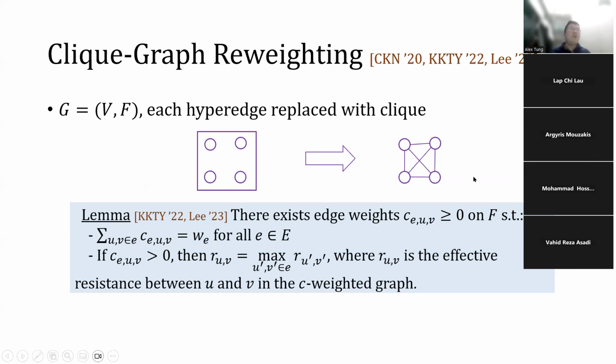Okay, so to go from graphs to hypergraphs, to drastically reduce the number of hyperedges in the sparsifier, one important idea is the clique graph reweighting. So basically, for each hyperedge H, like on the left, you replace it with a clique on those vertices, like the clique on the right. You do that for each hyperedge, then you obtain this multigraph G. So it's an ordinary graph, but there can be repeated, parallel edges.